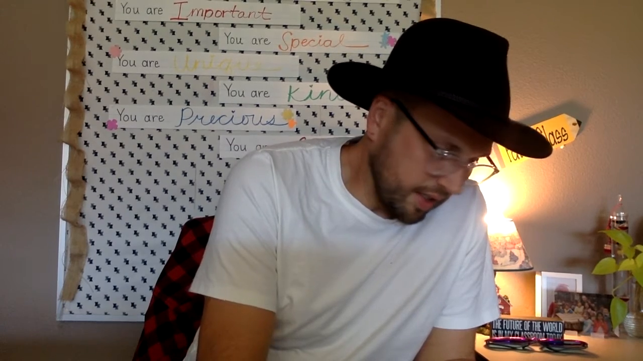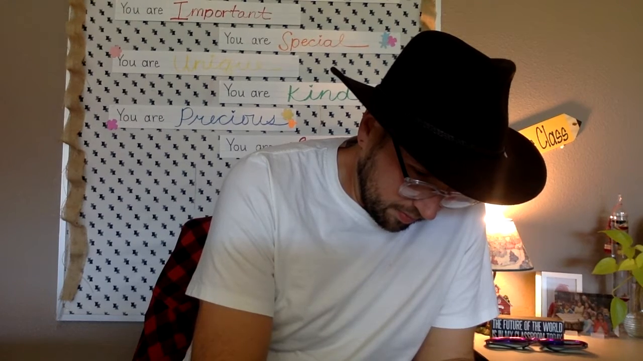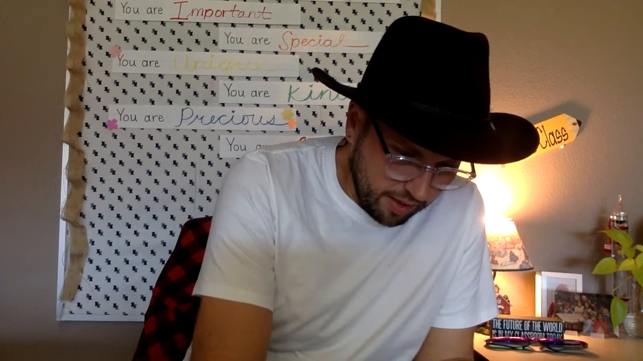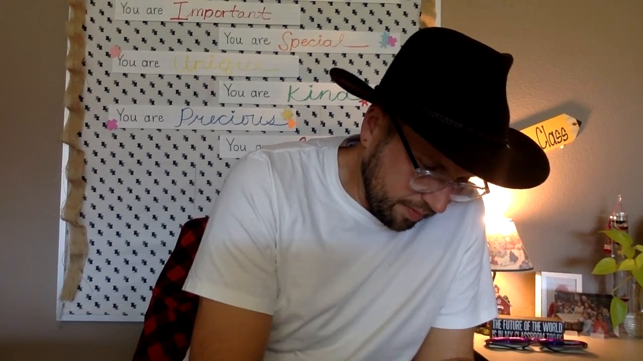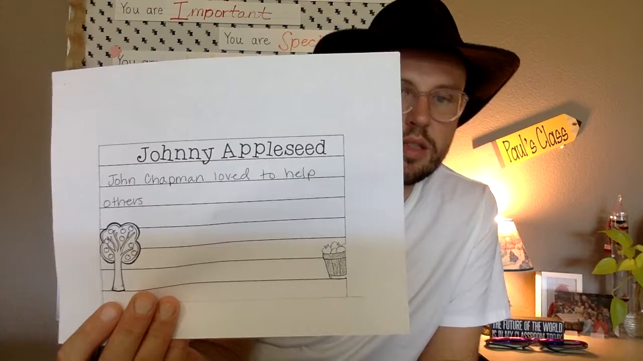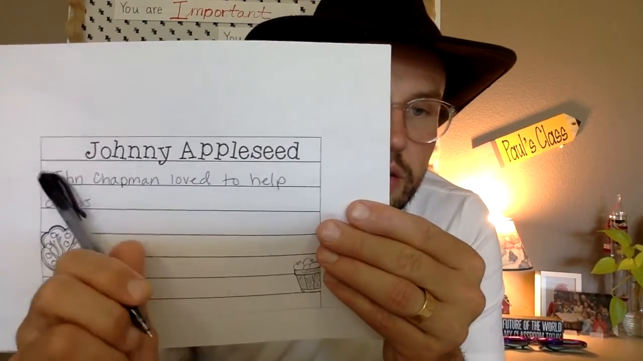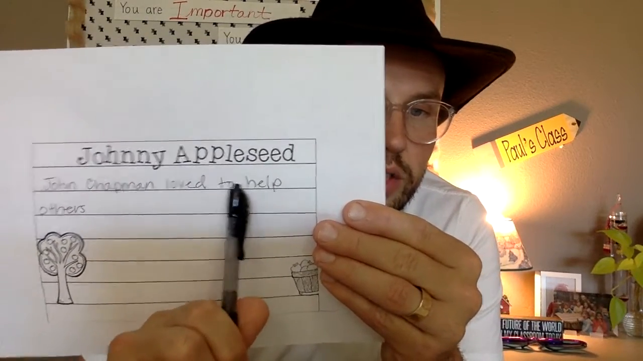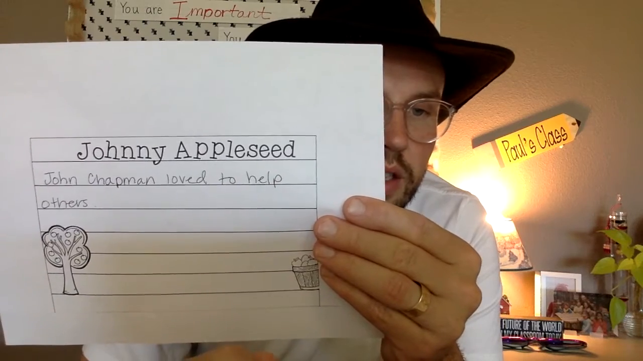Okay? So I'm going to start my sentence by writing John Chapman loved to help others. There's a lot of things that we can write about Johnny Appleseed, but right now, go ahead and write John Chapman loved to help others. Okay, so John Chapman loved to help others. Make sure you put a period at the end.